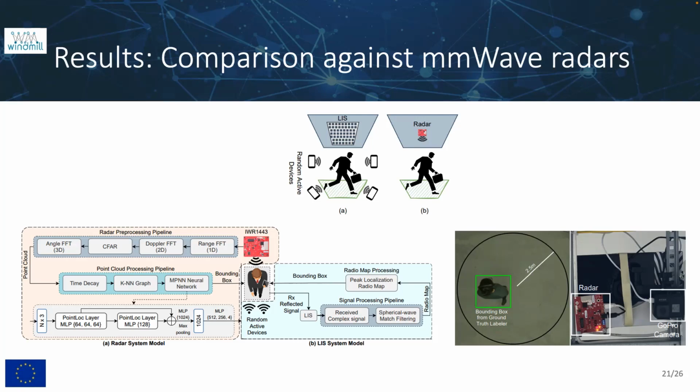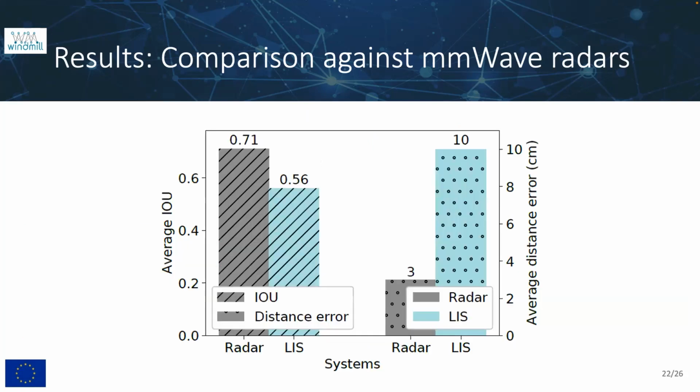Here is the system model for both things. I will be really quick. The first one is the one that my colleague presented in the morning. We obtain some contrasts and we process them in order to get the bounding box around the target user. And here it is just based on the radio map as we saw before. So we are going to try to compare these two systems. This is the insight that we obtain.